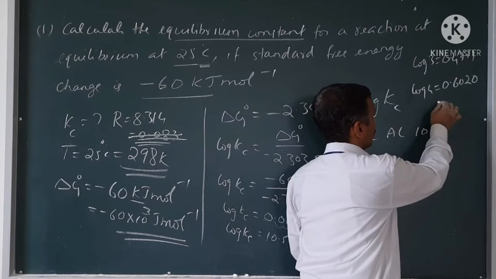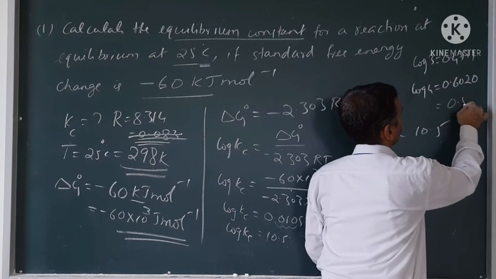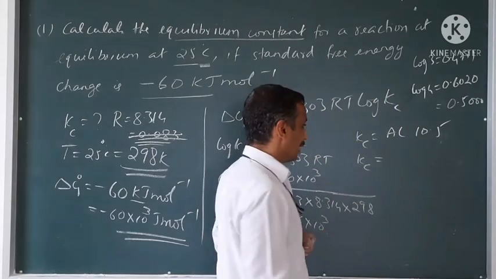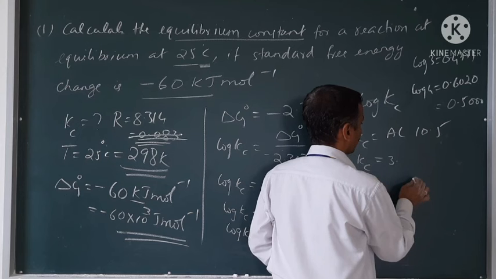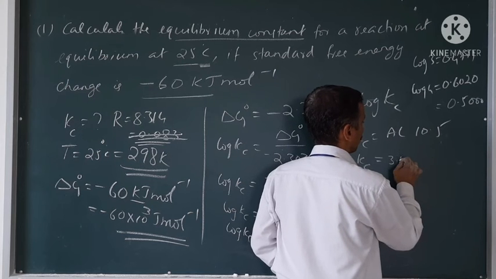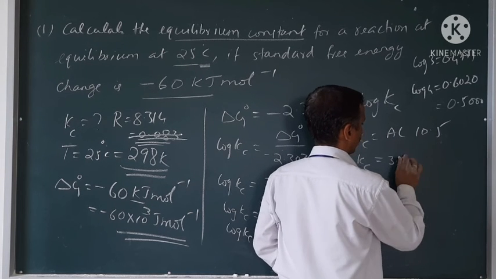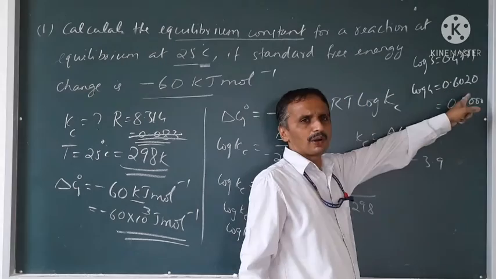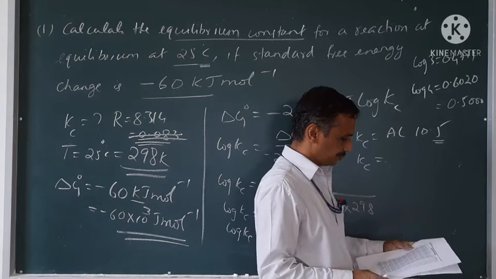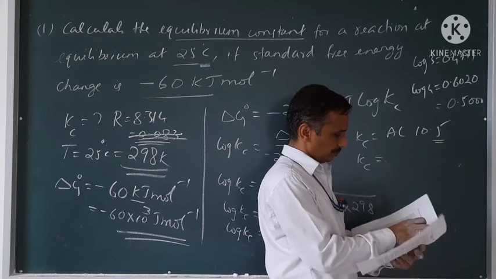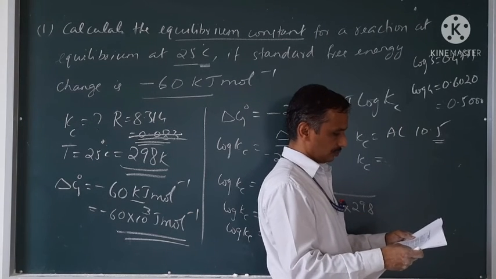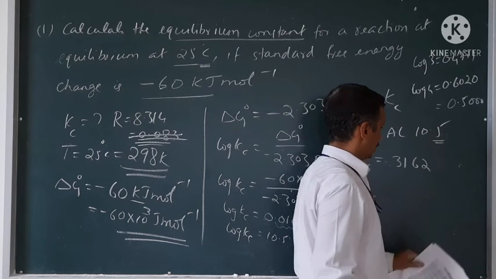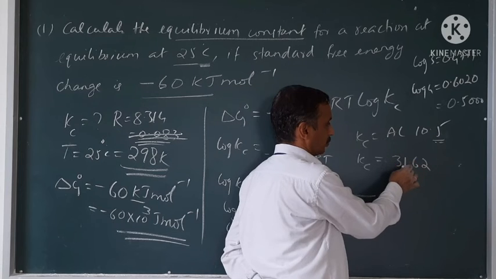See, I want to take the anti-logarithm for 0.500. That means my answer should be in the 3 point something range, 3.1 to 3.9, maybe in the 3.2 or 3.3 range. The anti-logarithm of 0.5 is 3162.